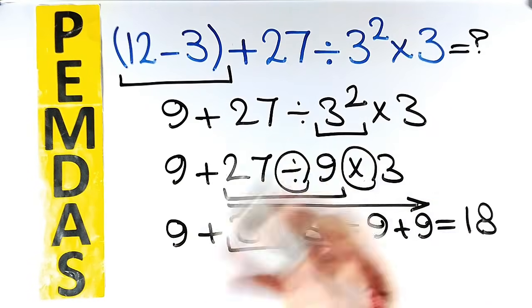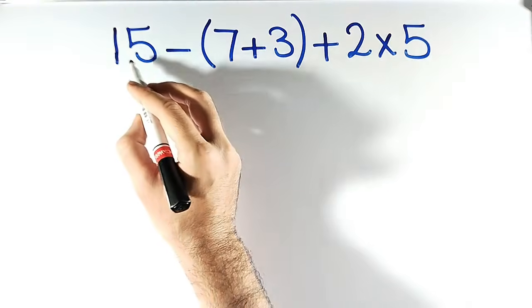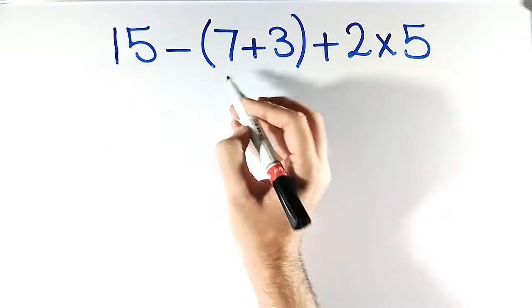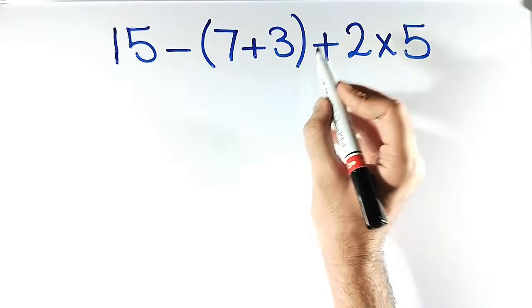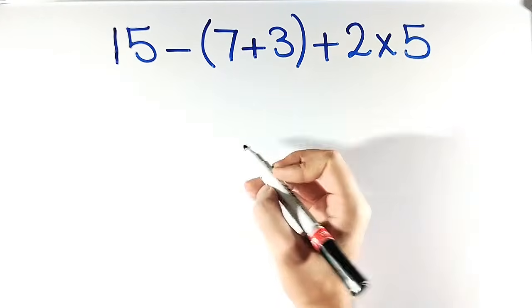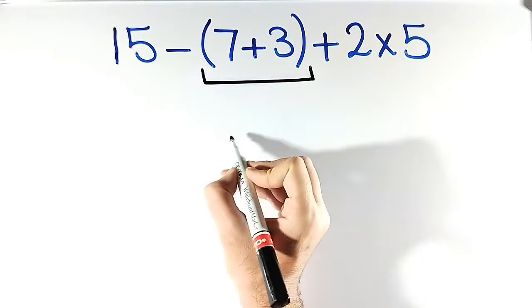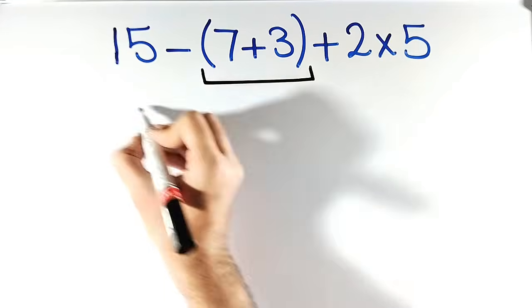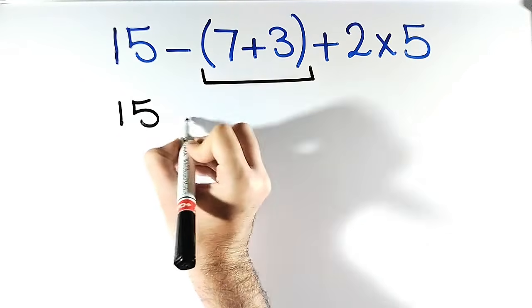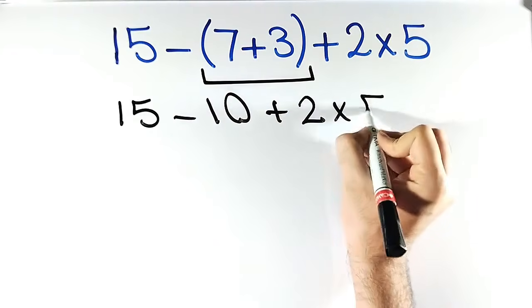Okay, now let's solve another math question together. What is the value of the expression 15 minus open parentheses 7 plus 3 close parentheses plus 2 multiplied by 5? Many people, when solving this question, first go for the expression inside the parentheses, and instead of this expression, they write 15 minus 10 plus 2 multiplied by 5.